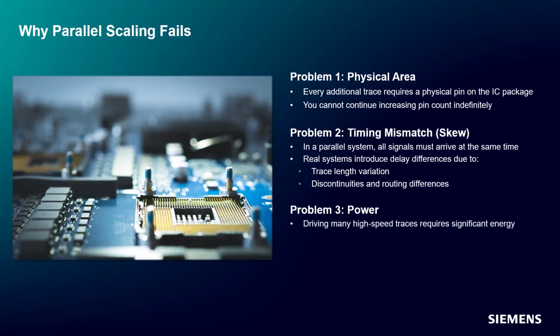The third problem is power. Driving many traces at high speed consumes a lot of energy. Each transition requires charging and discharging, and when you multiply that across dozens or hundreds of traces, the power adds up quickly. So while parallel interfaces are simple and effective at low speeds, they do not scale well to the very high data rates required by modern systems.